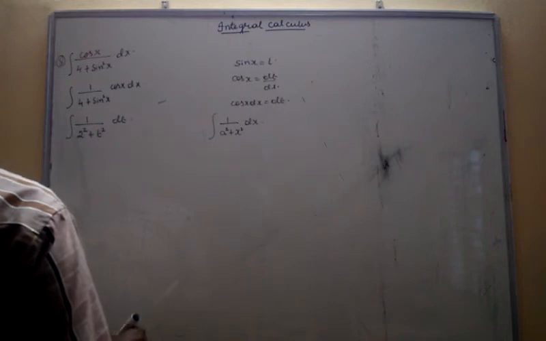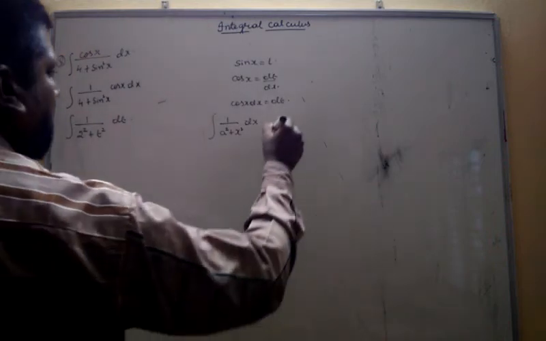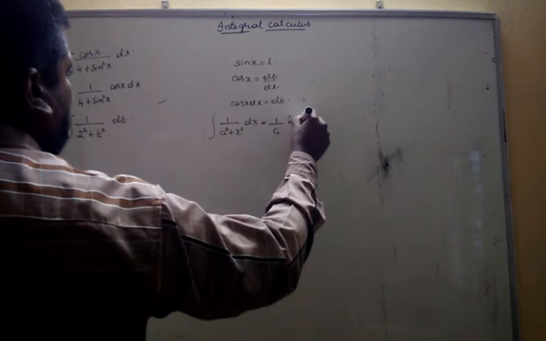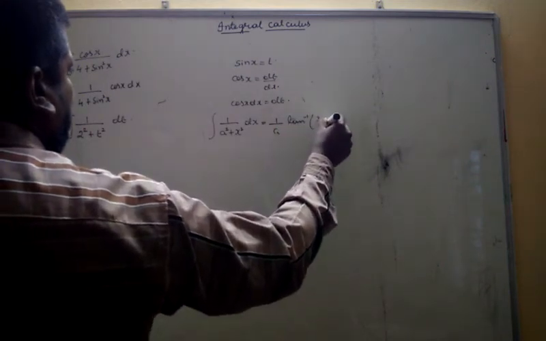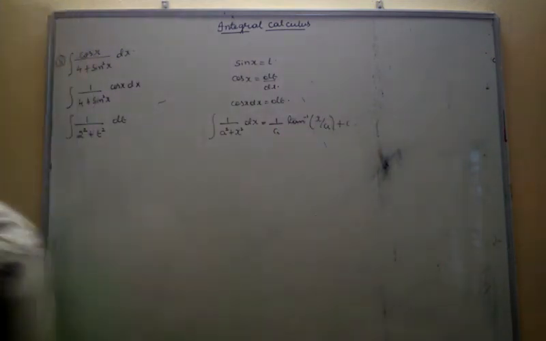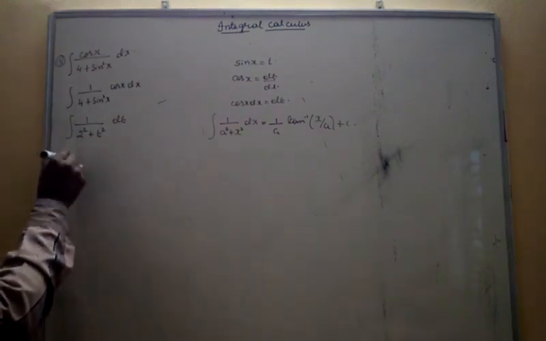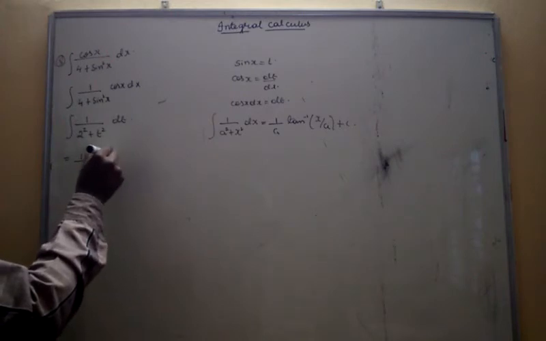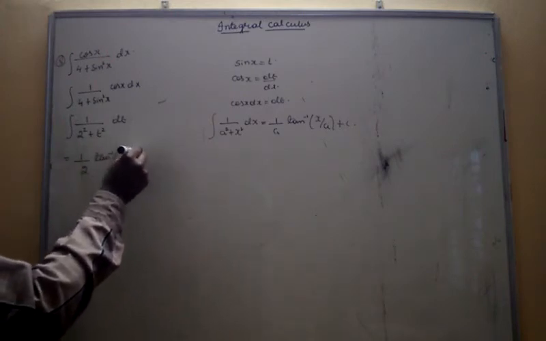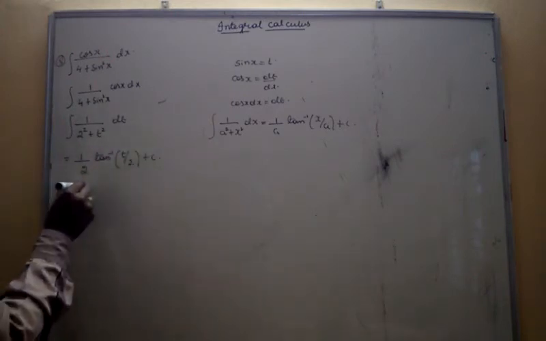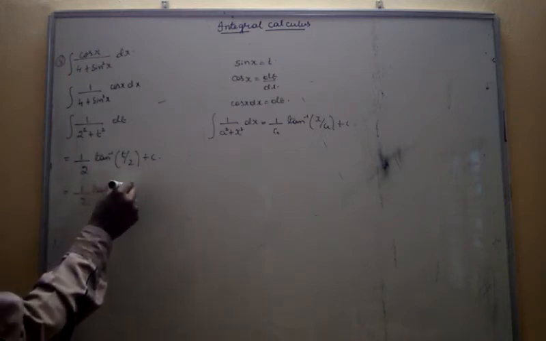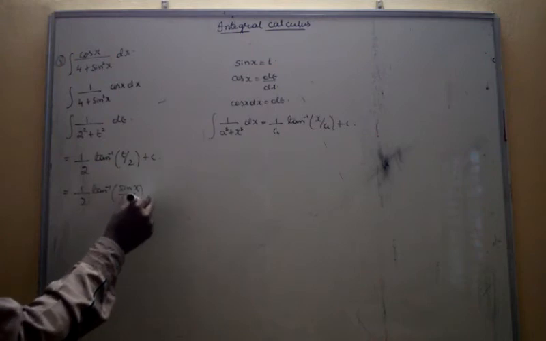So let us apply the formula here. It is in the form of tan inverse: 1 by a tan inverse of x by a plus c. This is the formula. Let us apply here: 1 by 2 tan inverse of t by 2 plus c. Then the t value: 1 by 2 tan inverse of sin x by 2 plus c.